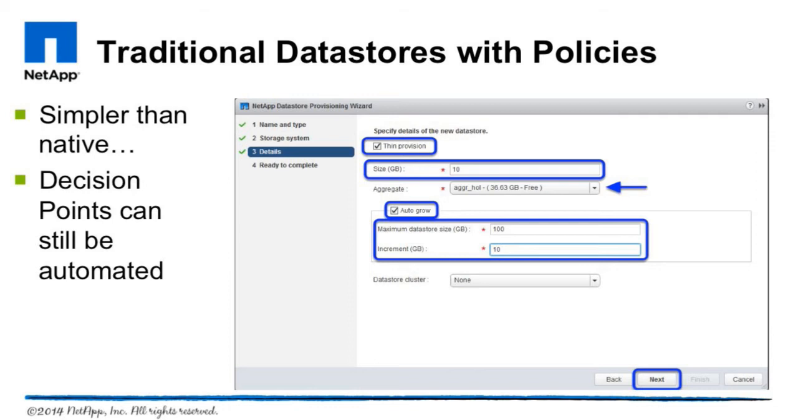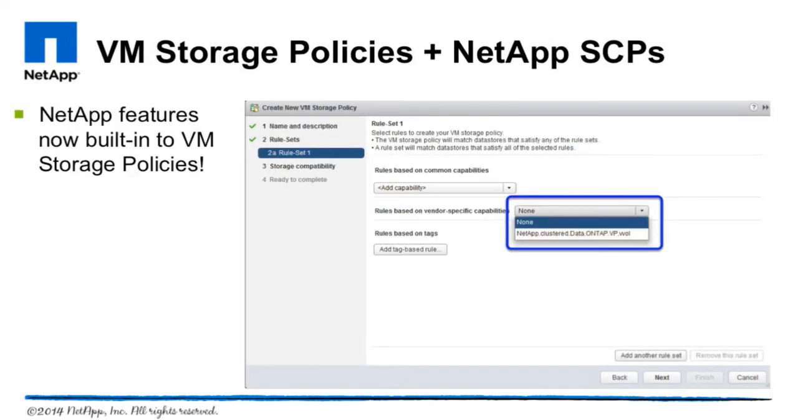Traditional data stores, even though we simplified things with the virtual storage console for data store provisioning, there were still some tunables that required manual input. So the VASA provider opened up the door for us to continue to automate this process, set it one time, forget it, and just apply a profile going forward. These decision points can still be automated further, and we have with the VASA provider. So the VSC is the fundamental part, it's the platform. The VP brings further automation in as you go forward.